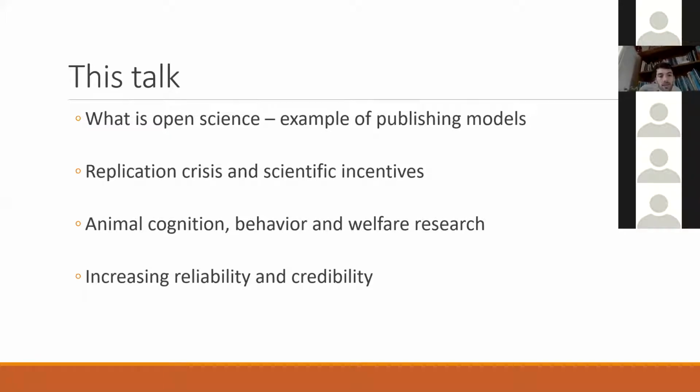I'm then going to look particularly at replication in animal cognition, behavior, and welfare. Even though a lot of these are disciplines in animal cognition research, we haven't really had much of a debate about replication so far. Some areas have, but in a lot of cases we haven't really looked at what the reliability of our research might be, so I'm going to shine a light on that. And then in the final section I'm going to look at some methods of increasing the reliability and credibility of our research through what is often called open science practices, things like preregistration, open data, registered reports.